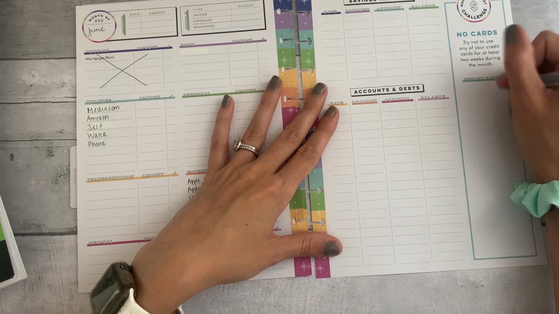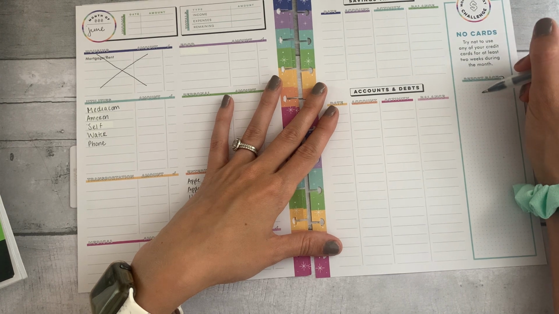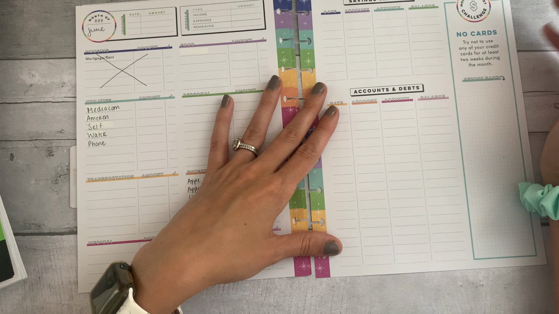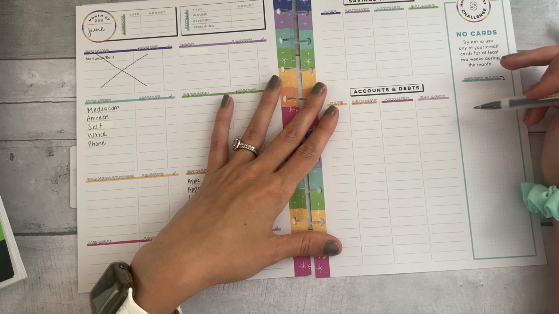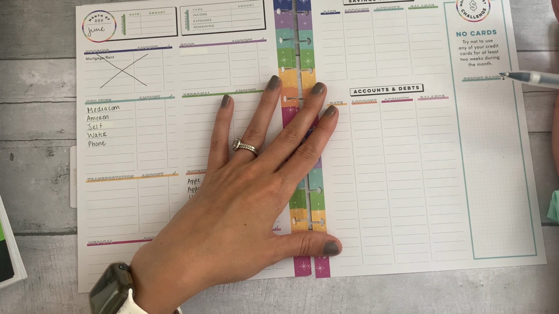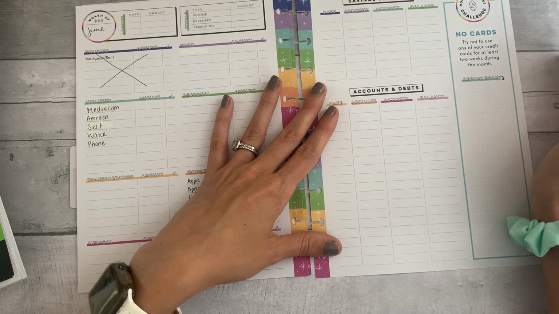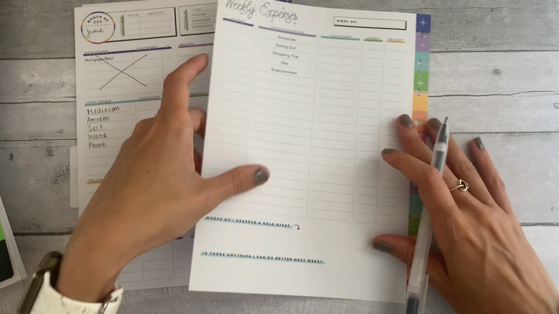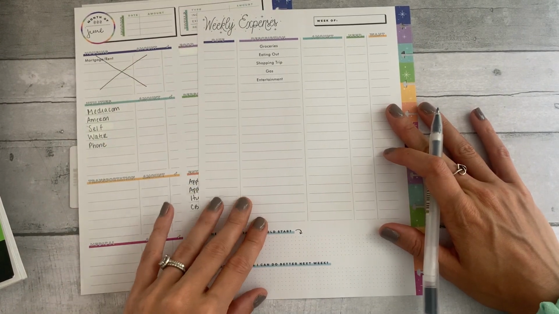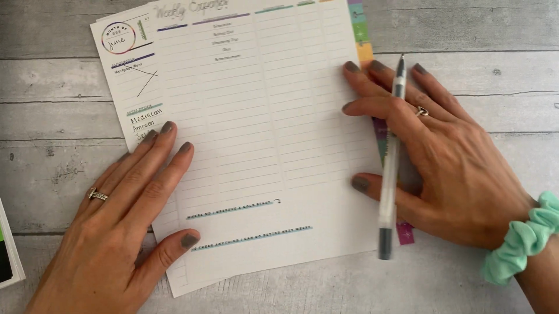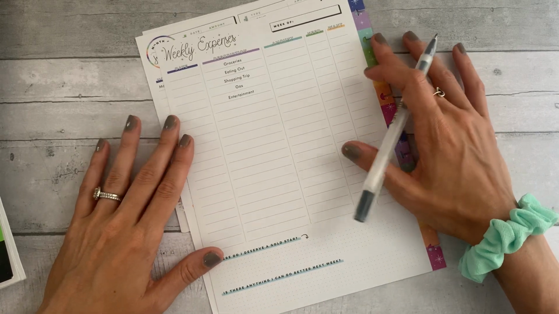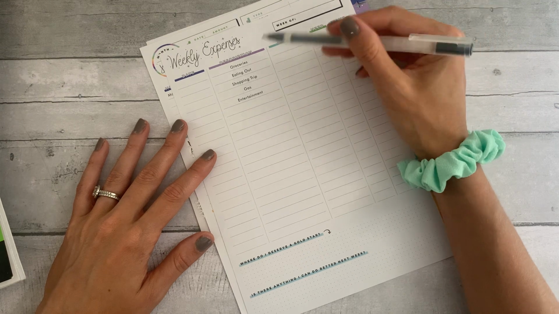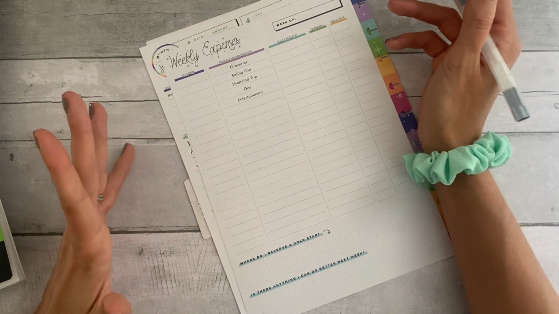So with this, I could change it to don't swipe my work pay card for 2 weeks. That could be done easily, write that down. And then your next page is just your weekly expenses. I do not come in here and write down every time I spend money. I know some people do, but I don't.